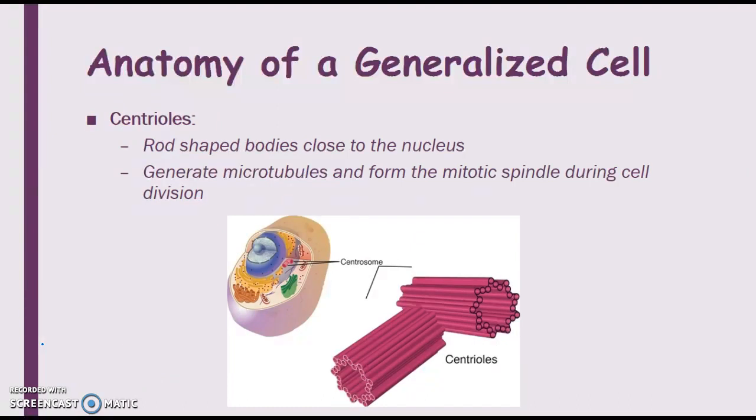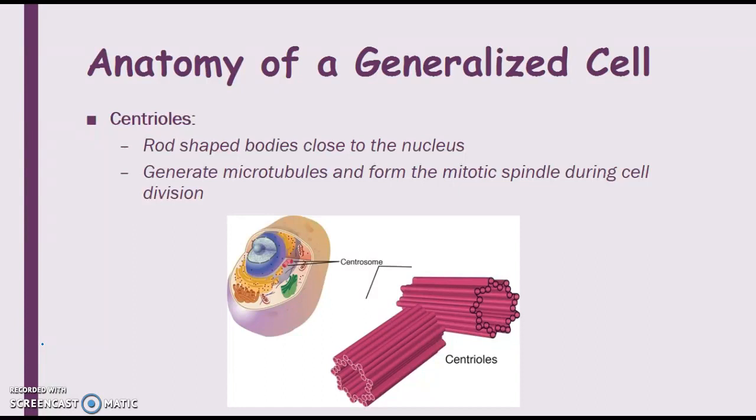Our last organelle that we're going to talk about are centrioles. Centrioles are kind of cool to talk about because they're only found in eukaryotic cells. And if you remember, you are eukaryotic. Prokaryotes are going to be our bacteria. Now, even beyond being eukaryotic, they're only found in animal eukaryotic cells.